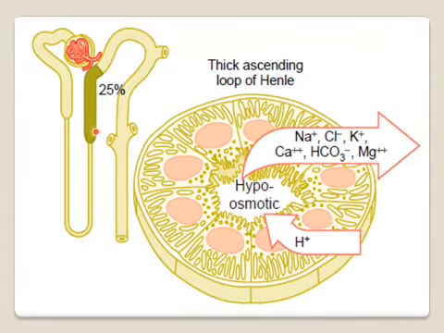This is the thick ascending loop of Henle. About 25% is reabsorbed in this area: sodium, chloride and potassium. This is the thin descending and this is the thin ascending. Both the thin ascending and thick ascending are not permeable to water. Okay.